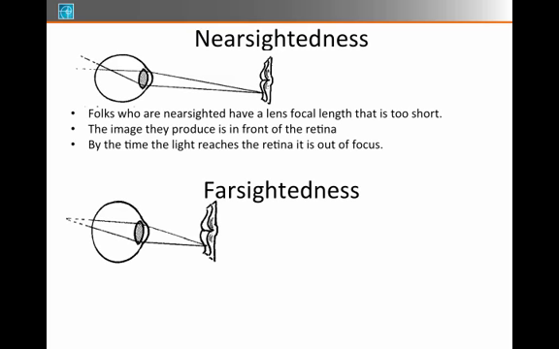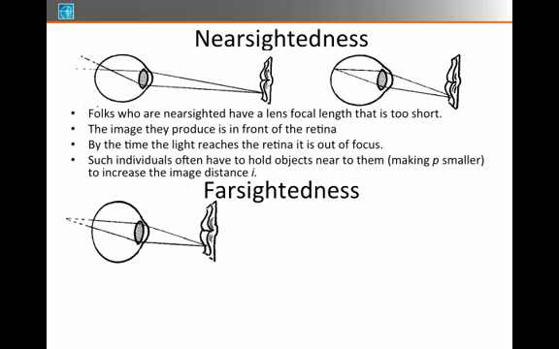Such individuals have to hold objects closer to them, making p smaller, the p being the object distance, and that increases the image distance because remember 1 over I plus 1 over p equals 1 over f. And when p gets smaller, the 1 over p term gets bigger, and that makes the 1 over I term have to get smaller, or I gets bigger.